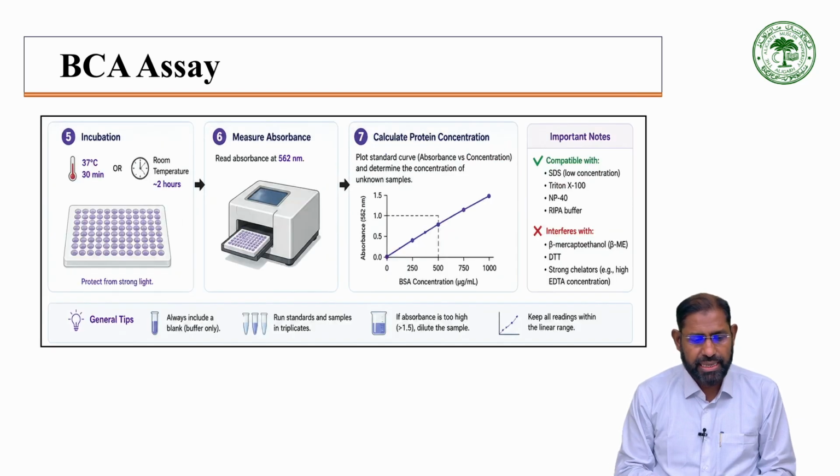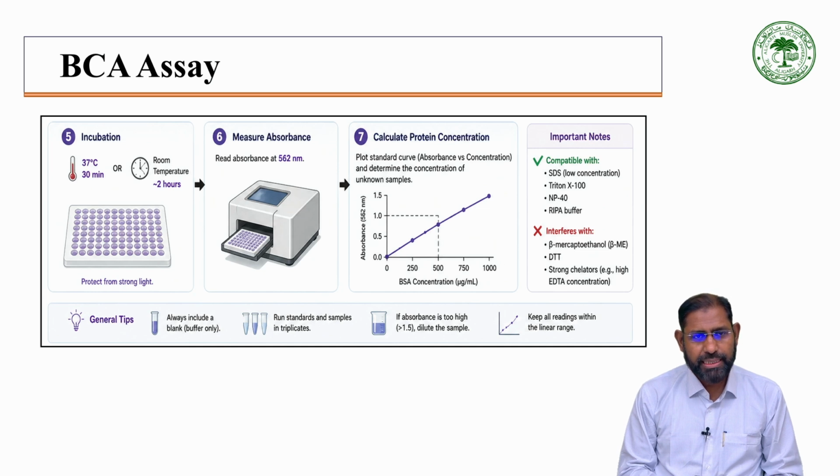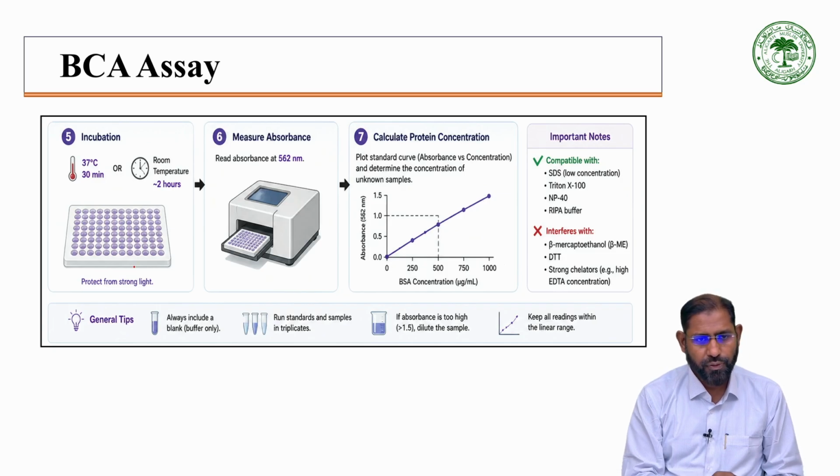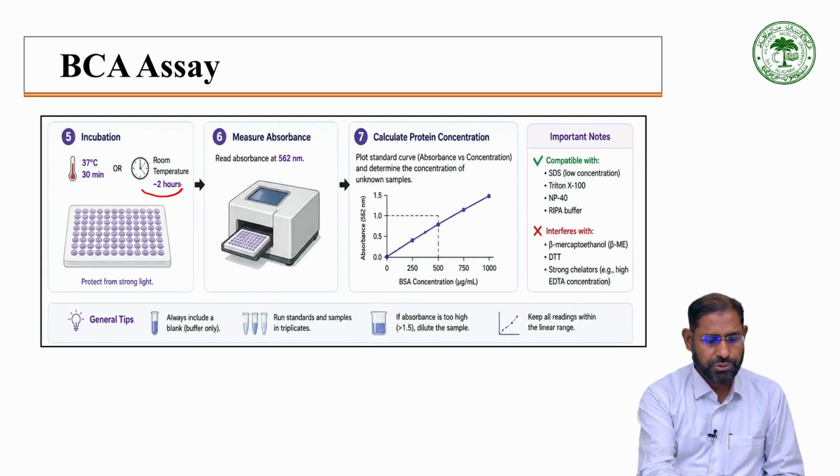Then after mixing, we incubate this plate, and we also need to protect it from strong light. So we cover the plate with aluminum foil and incubate at 37 degrees. We normally incubate in the incubator for 30 minutes, or if we want to incubate at room temperature, we need to use 2 hours of incubation.